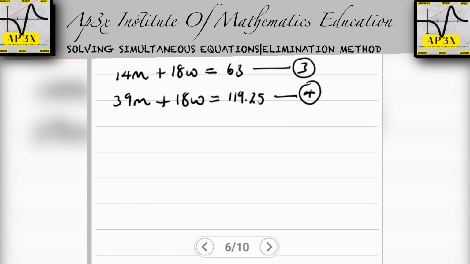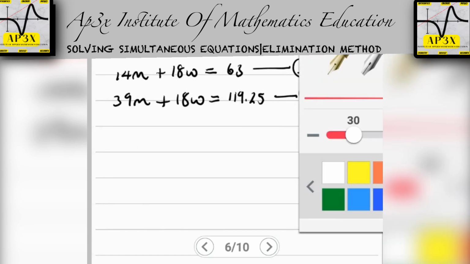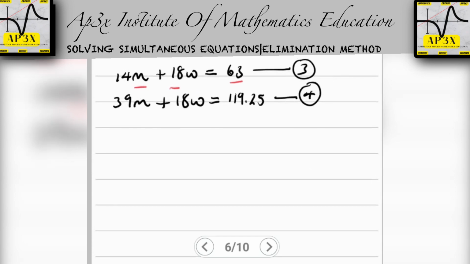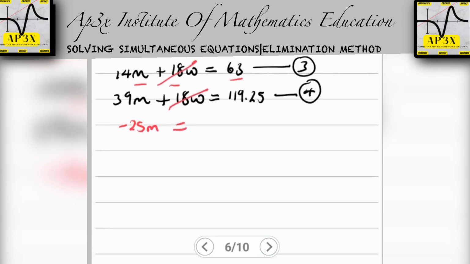So therefore then, the signs are the same for the middle terms. So I'm going to subtract, and subtract. So 14 take away 39, that's going to be equal to negative 25. 18 take away 18 is 0. And of course, 63 take away 119.25 going to end up with negative 56.25.